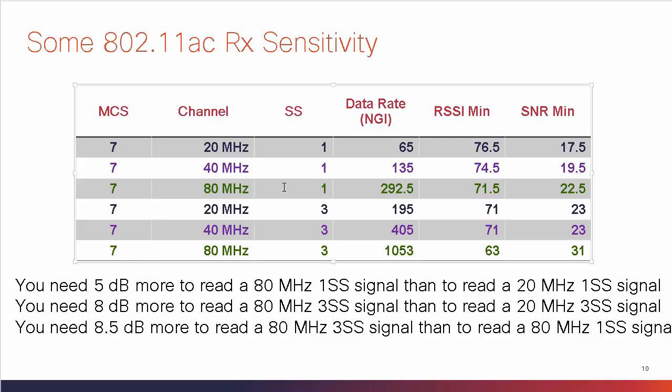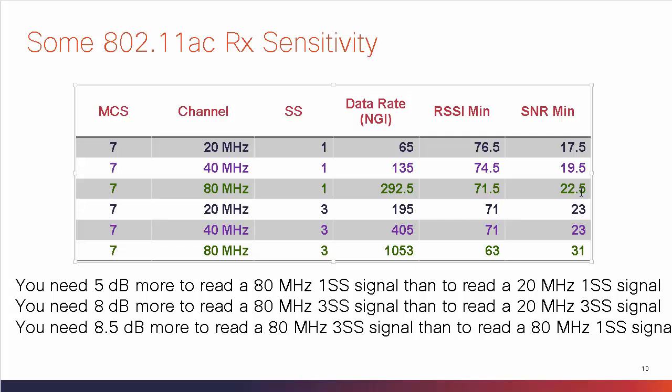Of course, your speed will be much higher, more than 4 times more than 20, because we reuse some channels. But the other consequence is that you need a stronger signal, minus 71.5 dBm, where you only need minus 76.5 dBm for 20 MHz. You need not only a stronger signal, but it has to be also of higher quality, 22.5 dB over the noise figure.